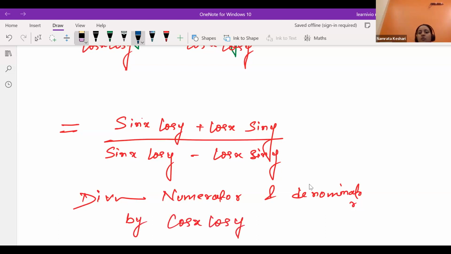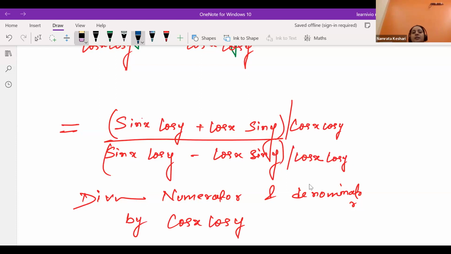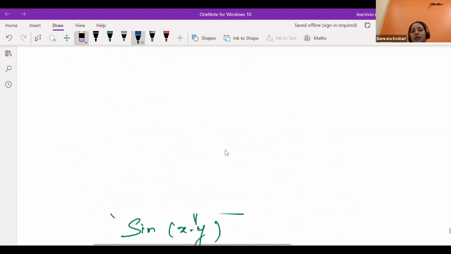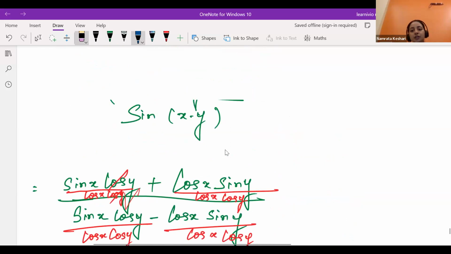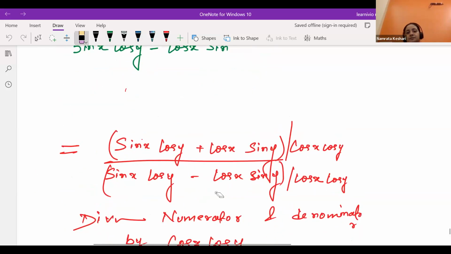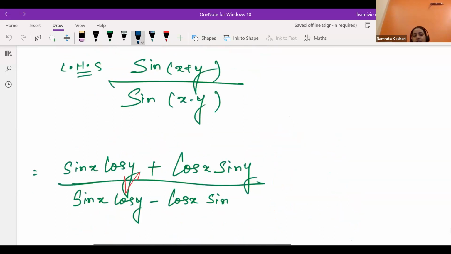Will you be able to continue, Ali and Alina? We are dividing this complete expression by cos x cos y, and hence we will be giving cos x cos y to the first term, to the second term, similarly in the denominator. Are you getting it, Ali and Alina? Yes, ma'am. Okay, so you will be able to prove that we ended up getting just whatever we wanted to prove over here, right? Yes, ma'am. Let's continue.